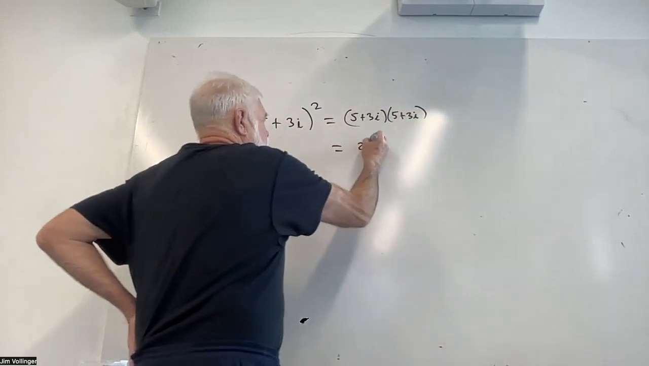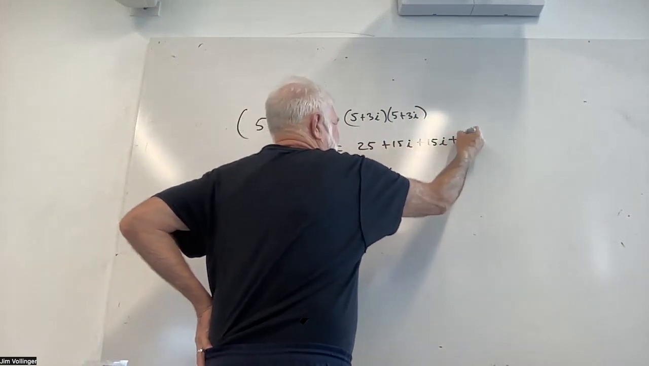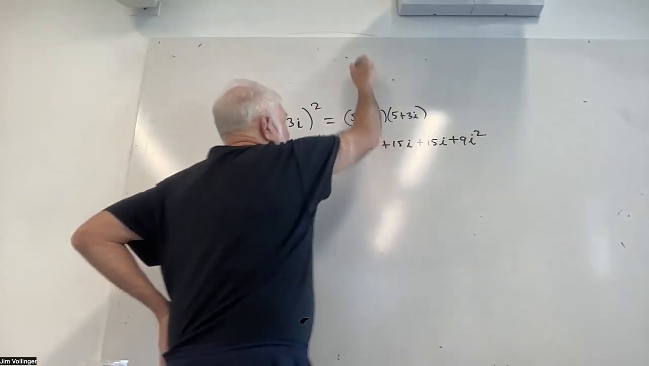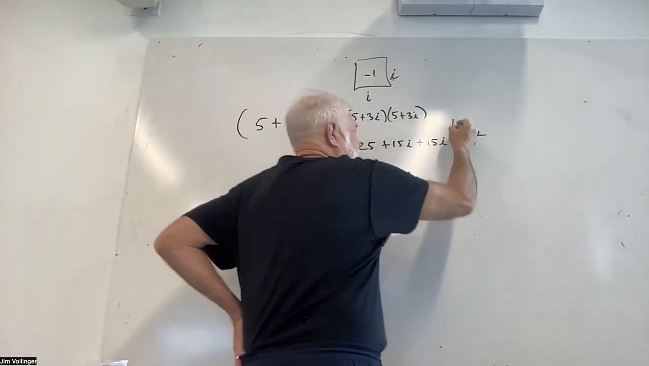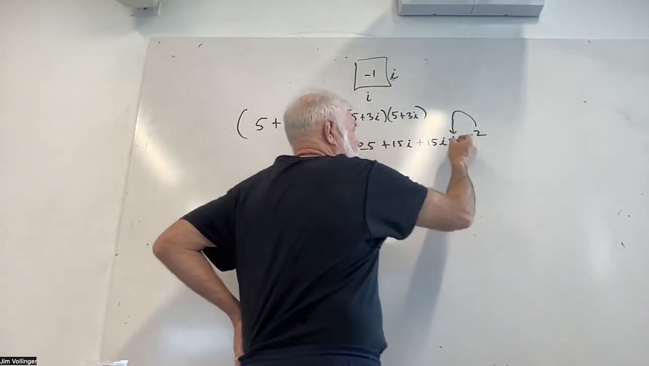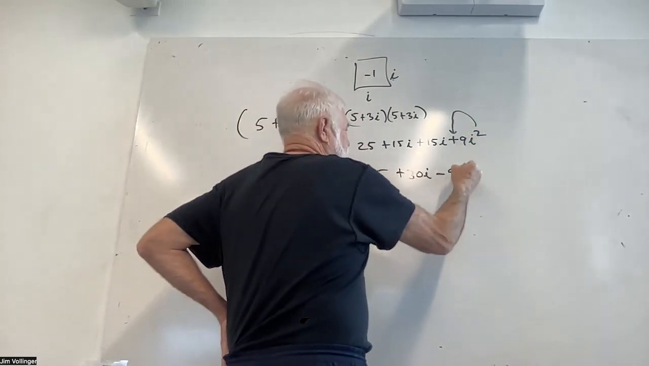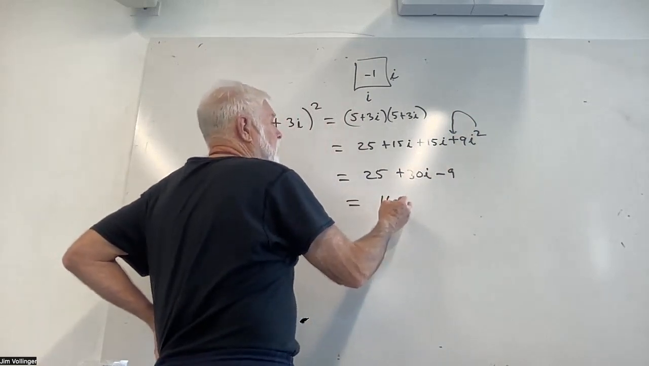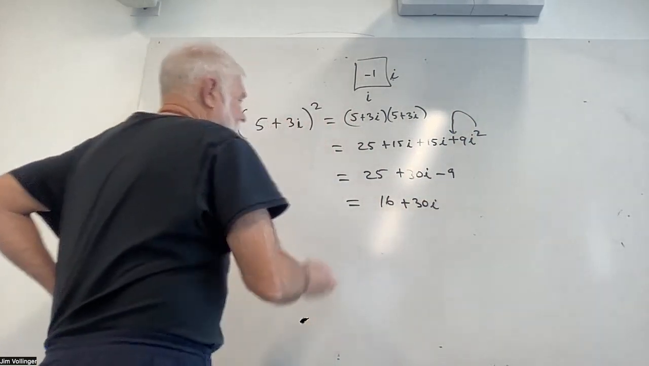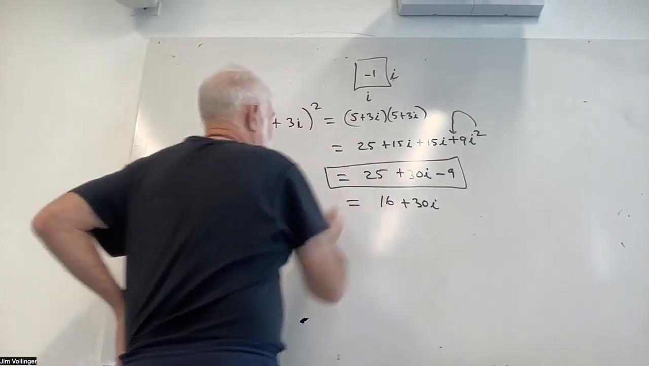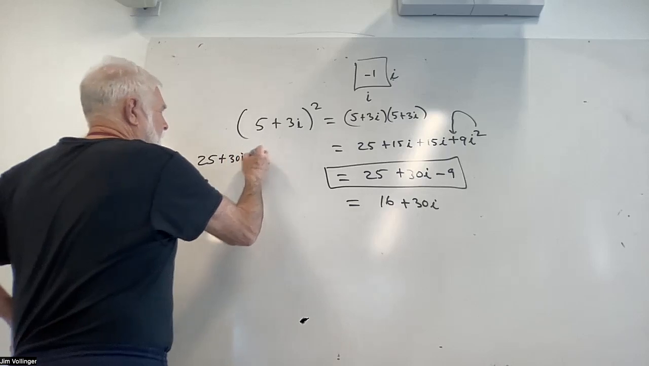The foiling gets us 25 + 15i + 15i + 9i squared. Remember i squared: i times i gives us -1, so that is a sign changer. i squared changes the coefficient, so we get 25 + 30i - 9, which gets us 16 + 30i. Now, you always want to look at the process with fewer steps. So over here, we have 25 + 30i - 9.